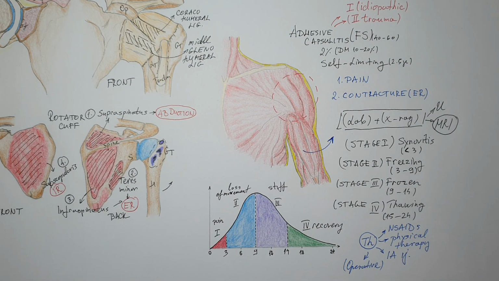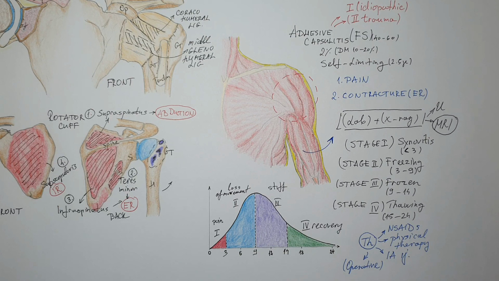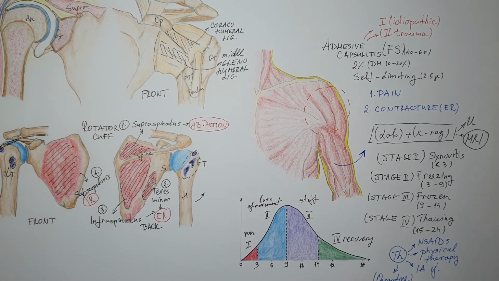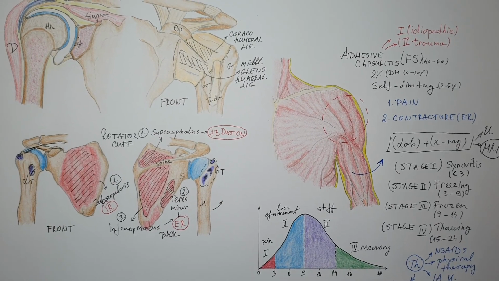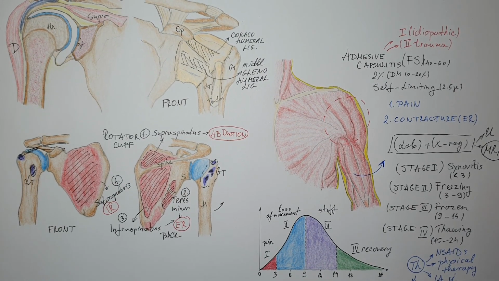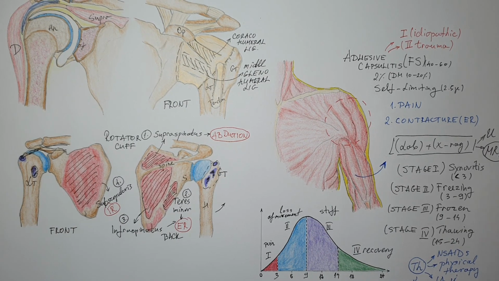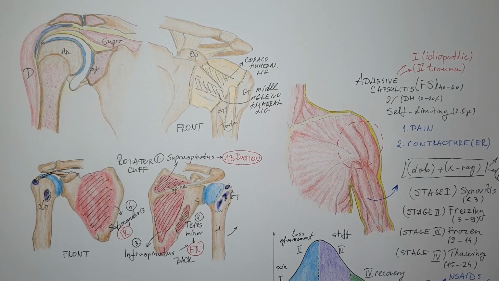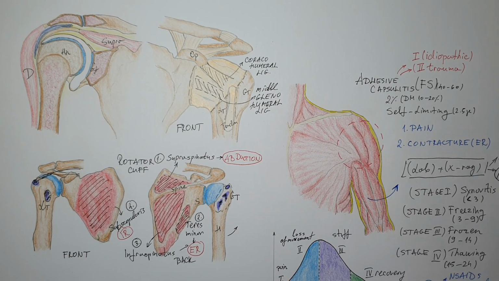So basically, this is a self-limiting disease that is diagnosed mostly by history taking and clinical analysis. But even though it is self-limiting, it can last 4 years, and it can leave some problems in shoulder movement restrictions.